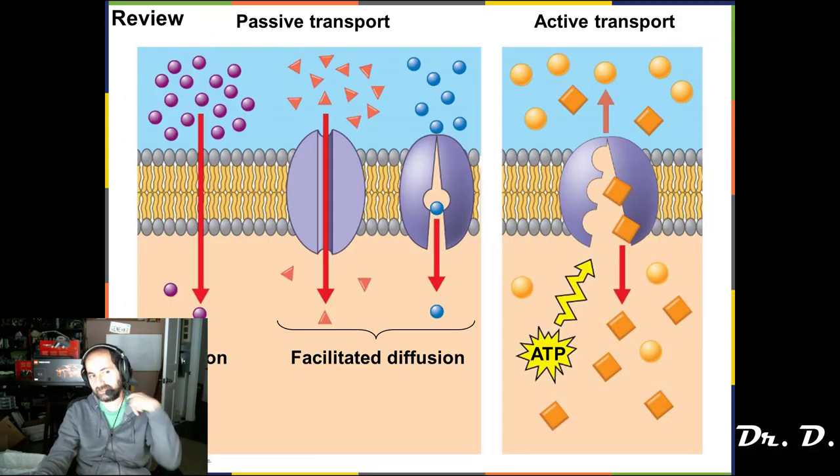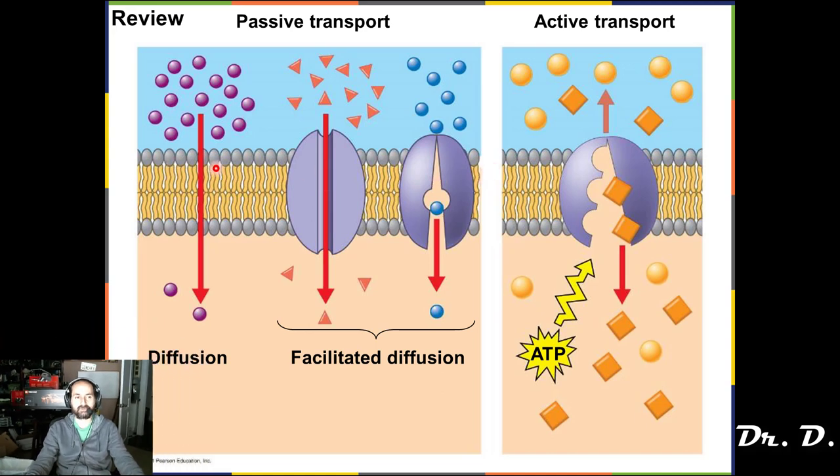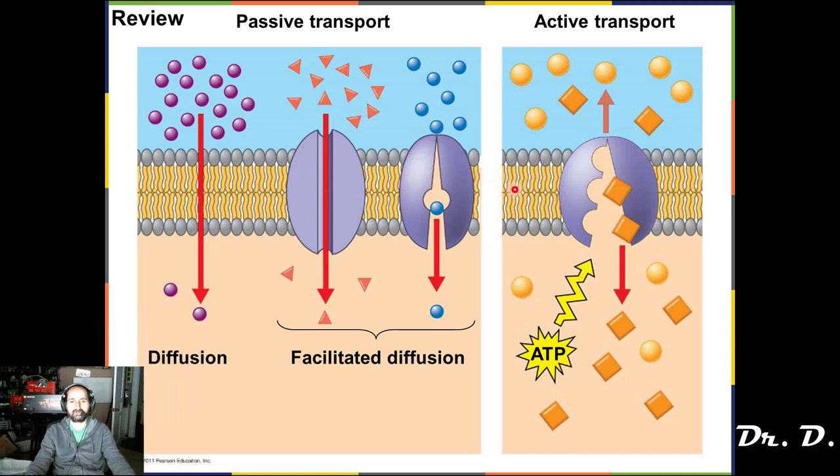So to review, you can see here on this slide, these are three general examples of passive transport on the left, and here's a general example of active transport on the right. Let's just go through these one by one just so we can review. Again, this is kind of a review slide. Look here at the far left. This is called diffusion, right? Some substances can diffuse. They can move across the membrane, right? They can diffuse directly across the membrane.